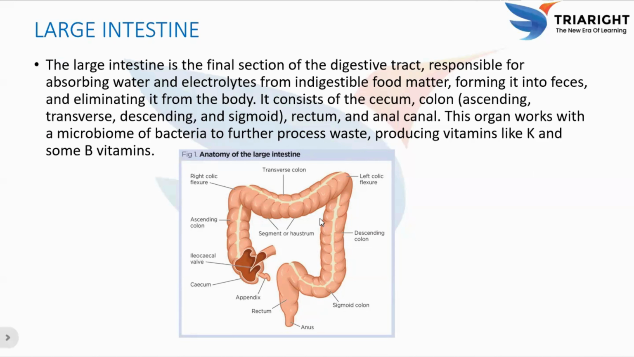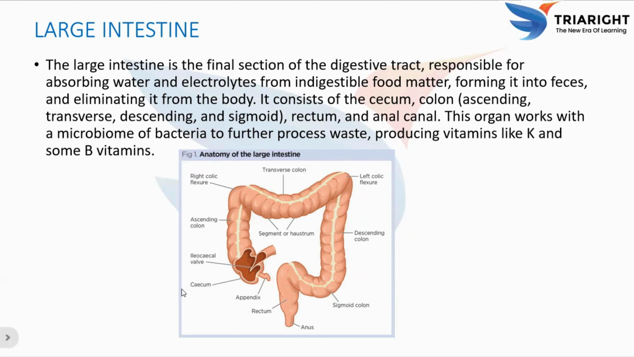And here you can see the picture of the large intestine. Large intestine consists mainly of three parts. What are they? Colon, rectum, and anus, right? Colon, rectum, and anus. This colon is again divided into four types of colons. What are they? Ascending, transverse, descending, and sigmoid colon.